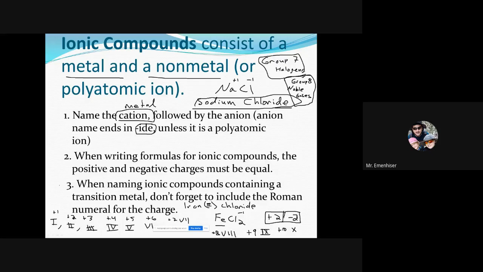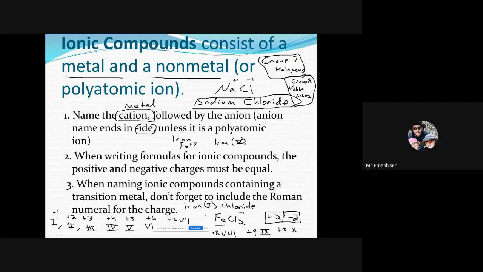So what we would do is, say we had an iron with a +5, which isn't possible. Let's pretend like it was. Then I would write iron 5, and I would put a V there. Iron 5, and then I would write the rest of the name of the compound. So to name ionic compounds, we put the metal first.